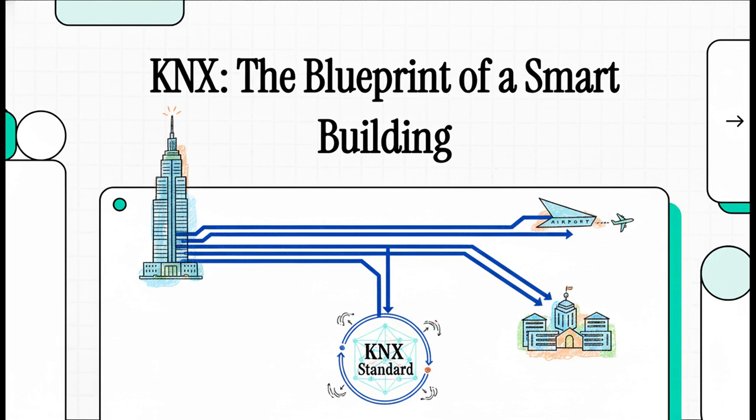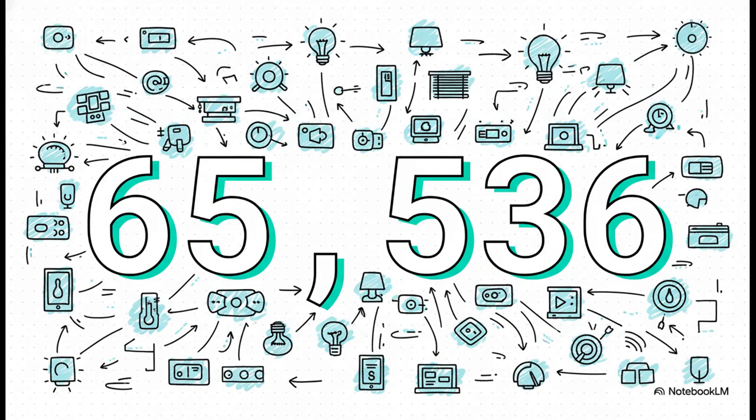as the KNX standard. To really wrap your head around the sheer scale of KNX, let's just start with a number, 65,536. That's the max number of individual devices, and I mean every light, every thermostat, every security sensor, every window blind, that can all talk to each other on a single unified KNX network. This is not your home network, folks. We're talking about the backbone for an entire intelligent city block.